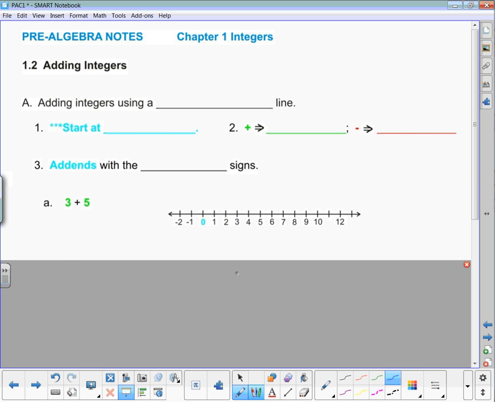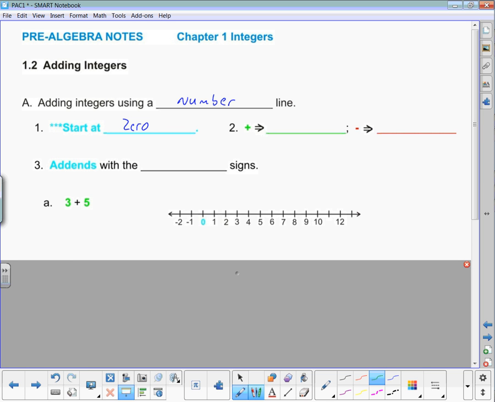Hopefully you've got a printout of the notes, makes life a little bit easier. And as we go along, then you can just fill in the blanks. All right, adding integers. We're going to first off look at adding integers using a number line. And this is traditional. When you start to learn how to add integers, you start on a number line. On that number line, it is important that you understand that you always have to start at 0. So start at 0. That's always a starting point.